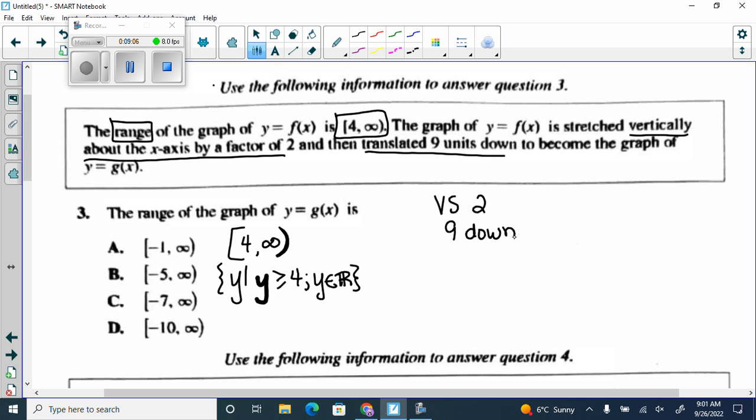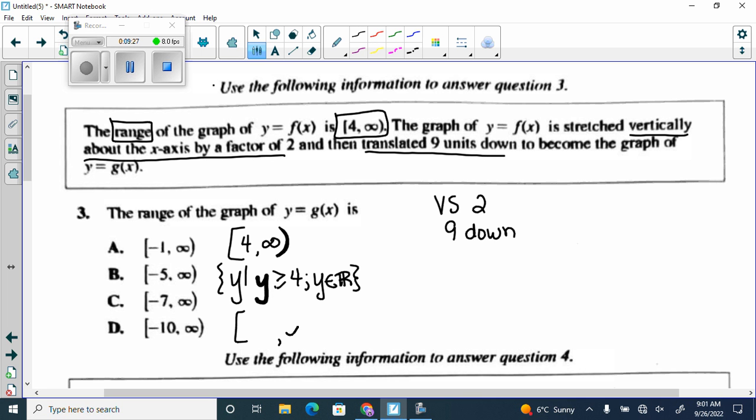So what's the only thing that causes this baby to flip, that inequality sign? Dividing by a negative. Dividing by a negative, so a reflection in the x-axis. Is there a reflection in the x-axis? No. Is there? No, there isn't. So it's going to stay the same, correct?